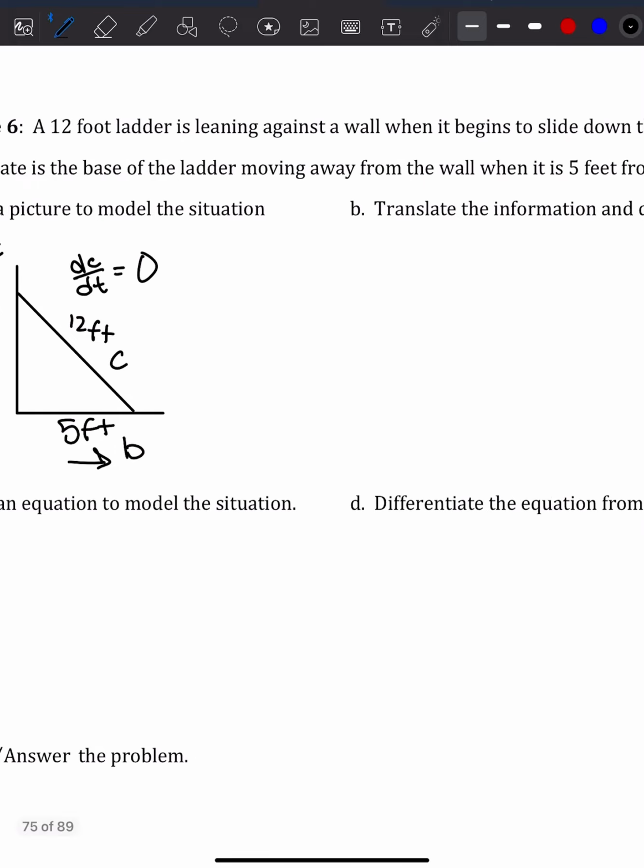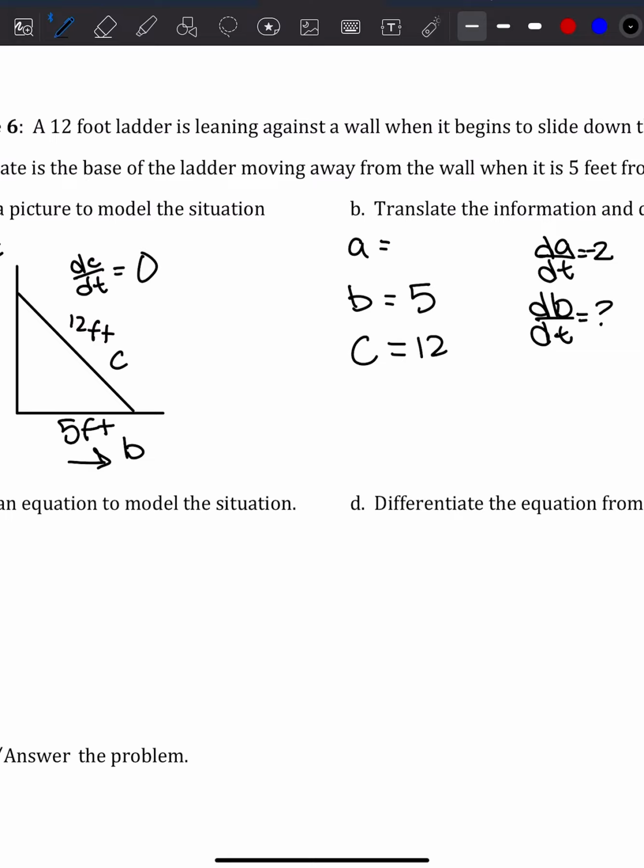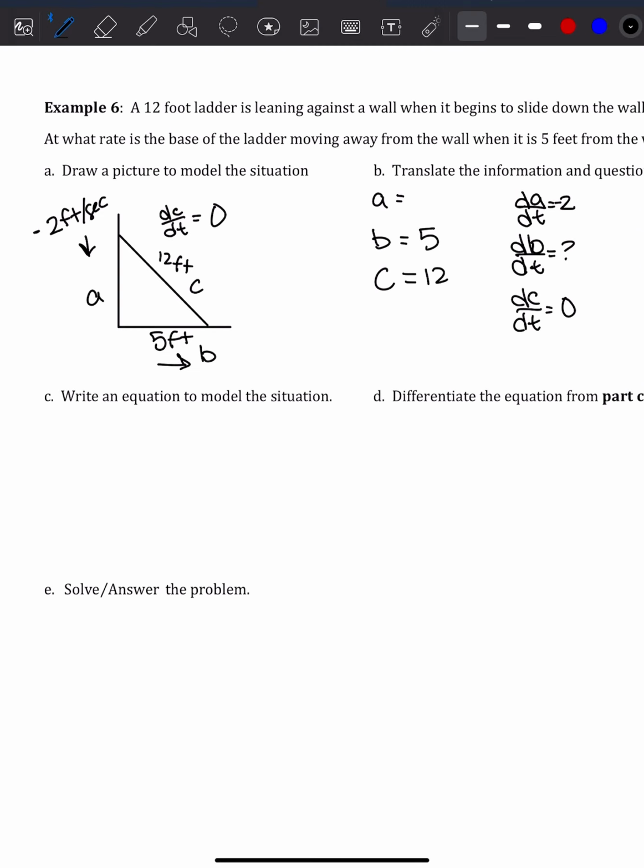So currently we have A, B, and C. We don't know what the side length of A is. We may or may not need it. We know B is 5 feet, and we know C is 12 feet. We also know dA over dt is equal to negative 2. We are trying to solve for dB over dt, and dC over dt is equal to 0. So what equation can model this situation? Well, the best equation that we can use for a right triangle, looking at sides, is a squared plus b squared equals c squared.